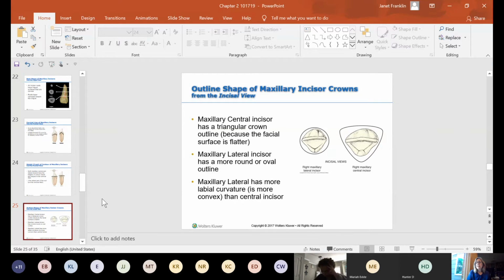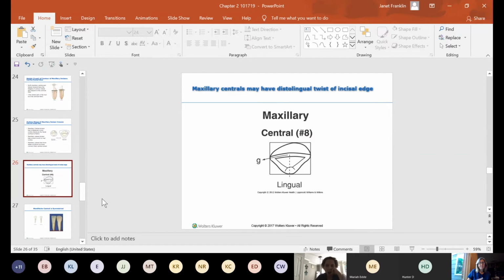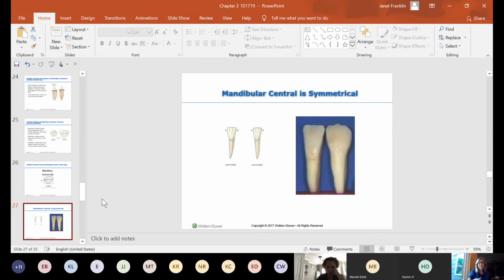And that would be because the labial surface on the maxillary central is flatter. The labial surface on the maxillary lateral is a little bit more rounded. The maxillary lateral has more labial curvature than the central. So that's another way of saying it's more rounded. And that's just another picture of what it would look like. That one came right out of the textbook.